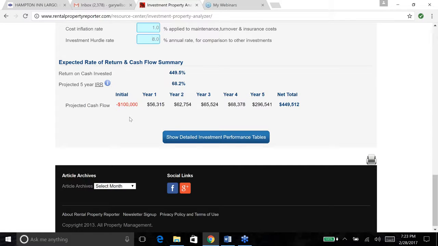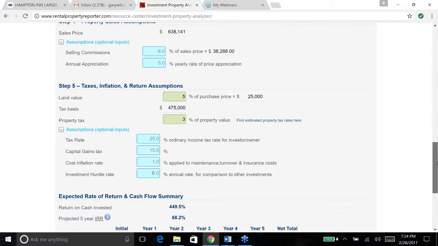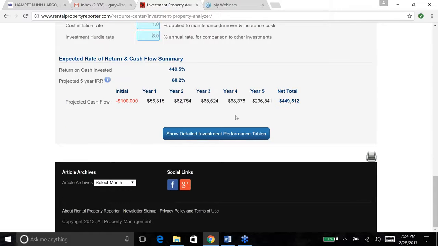Initially, you're in the hole $100,000, no doubt about it. We put down 20%. Year one return is $56,000, and by the way, this is not just cash flow. This is appreciation plus the tax benefit of depreciation plus your cash flow. Year 2, year 3, year 4, year 5. Year 5 also includes the sale. That's why you see the whopping $296,000. So you had the gain on the sale, which was the $138,141 plus your cash flow. Okay, so that's how the summary works.